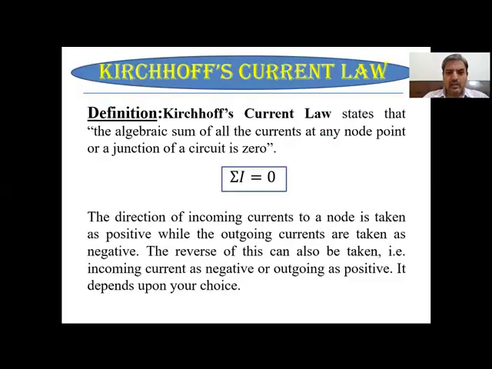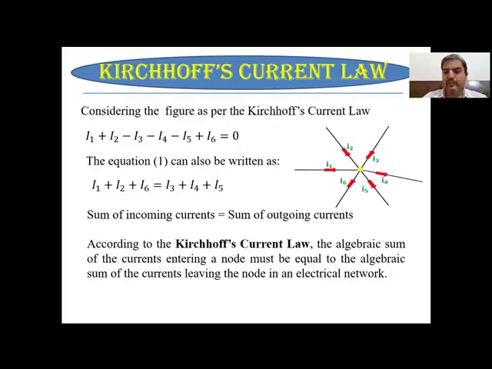The definition of KCL is that the algebraic sum of all the currents at any node or junction of a circuit is zero. Summation I is equal to zero. For example, suppose we see the circuit diagram as shown in the next slide. Here I have taken a node denoted with a yellow color, and it has many branches. Some branches have current towards the node, and some currents are flowing away from the node.